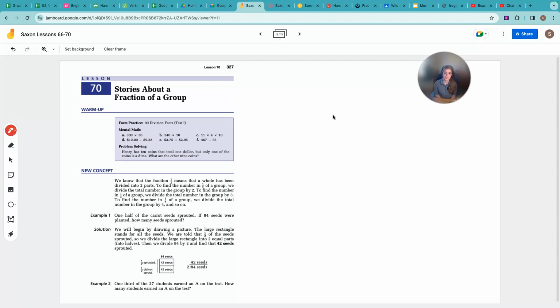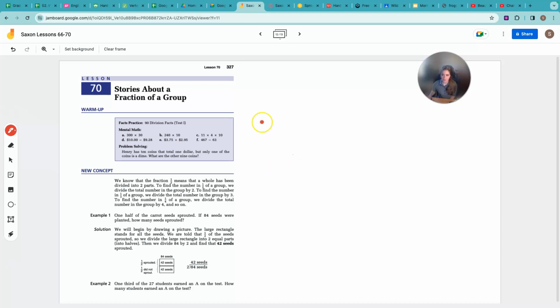Good morning. This is lesson 70 in Saxon 5.4, and it's about stories about a fraction of a group. Example 1 says 1/2 of the carrot seeds sprouted. If 84 seeds were planted, how many seeds sprouted?